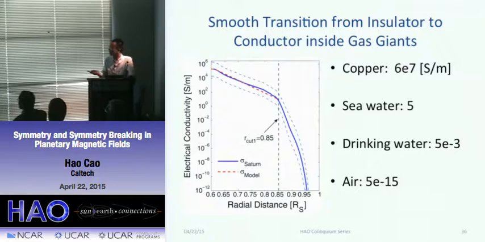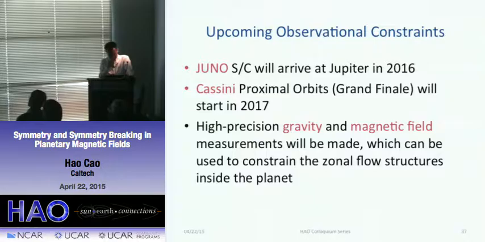The interesting thing about giant planets, as I said earlier, is that the conductivity goes through a smooth transition. You don't go from conducting to insulating sharply. This is showing the electroconductivity inside Saturn from about 0.6 Saturn radii to 1 Saturn radius. It goes from about 2 times 10 to the 5 Siemens per meter all the way to insulator. Here I'm cutting a region from 0.6 to 0.85 where the conductivity has dropped to about 5 Siemens per meter. That's about the conductivity of seawater.